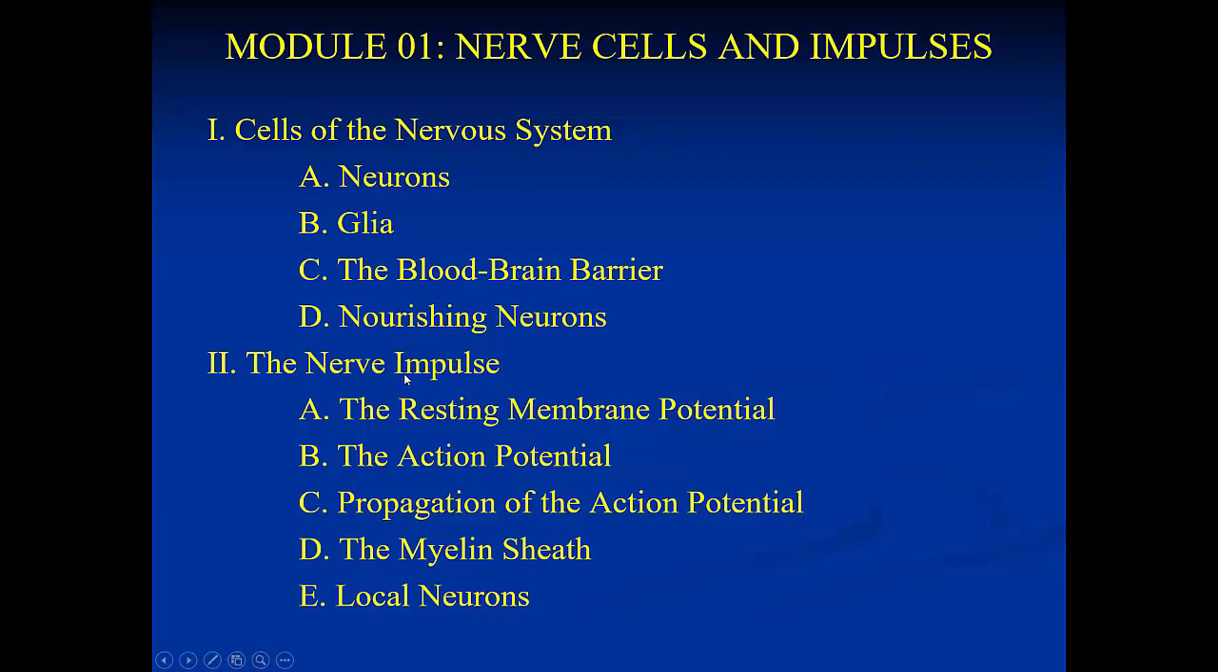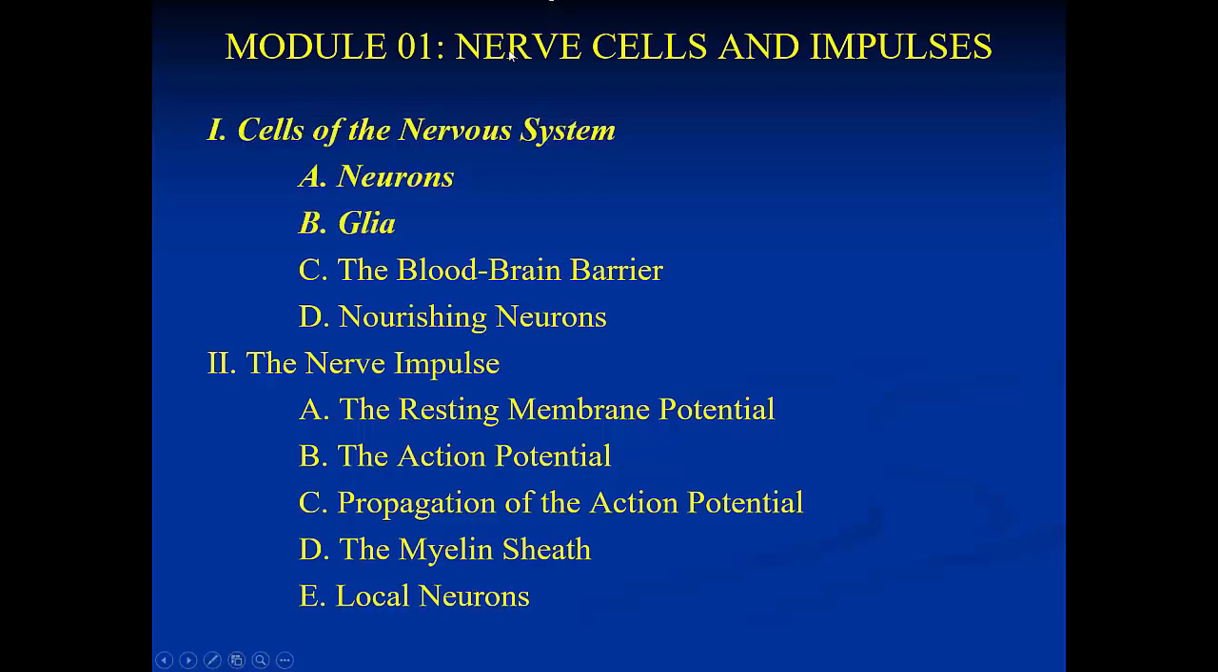This is probably the most difficult part of the entire course, so make sure you're prepared to invest some time in understanding this. If you do, you'll be in fine shape, but it's going to take a little extra time, more so than maybe learning about schizophrenia later. I'm going to cover the resting membrane potential, the action potential. I'll talk about propagation of the action potential, the myelin sheath and what it does, and I'll cover local neurons in a bit. This may not make much sense right now, but hopefully after the lectures it will.